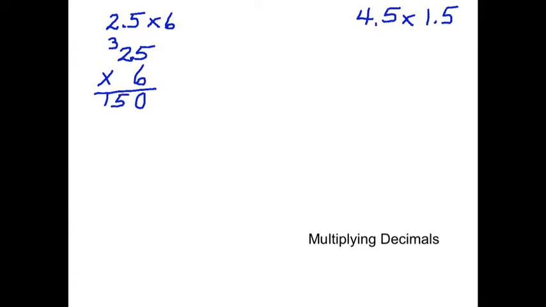15. Now you want to count how many decimals are in your problem. So you have one decimal in your problem, it's the numbers behind the decimals, so you need to have one decimal in your answer. So your answer here is 15, and that makes sense because 6 times 2 is 12, so we know 2.5 times 6 has to be more than 12.